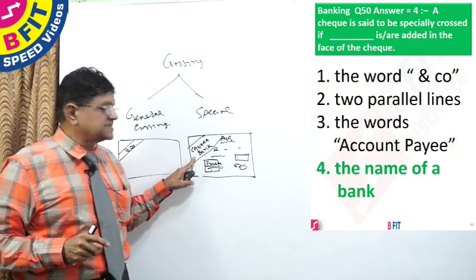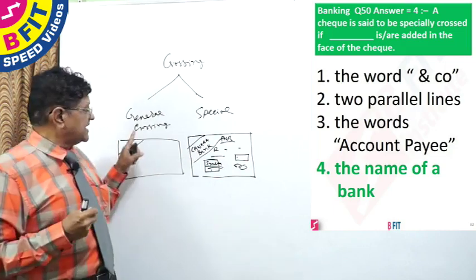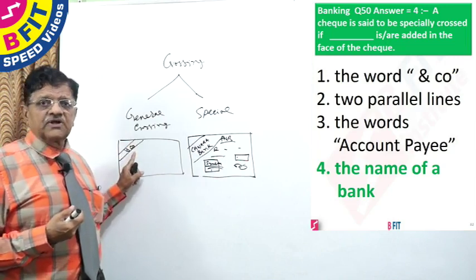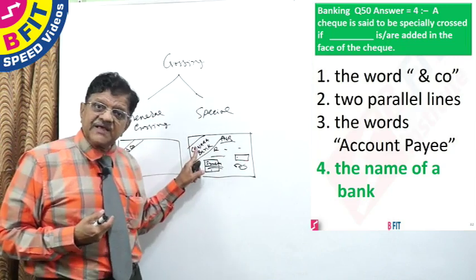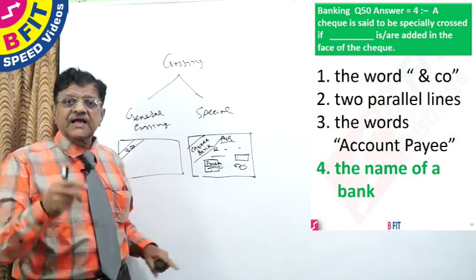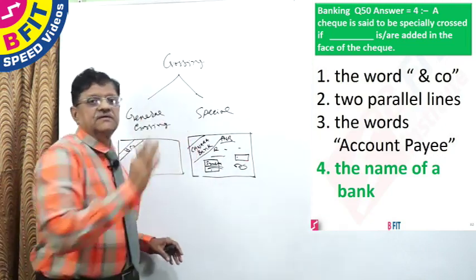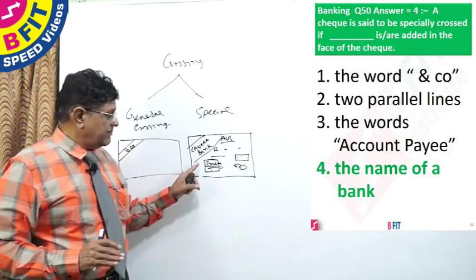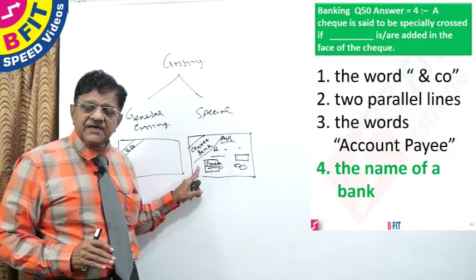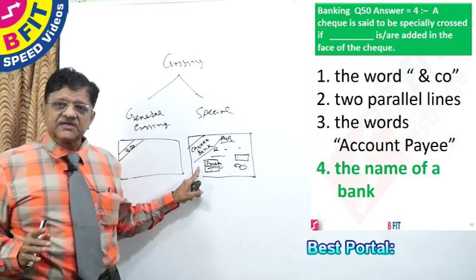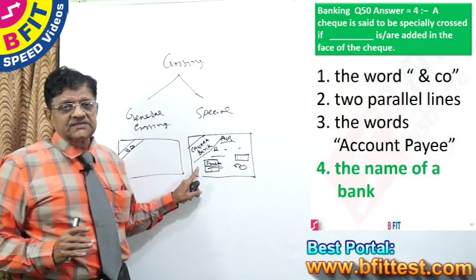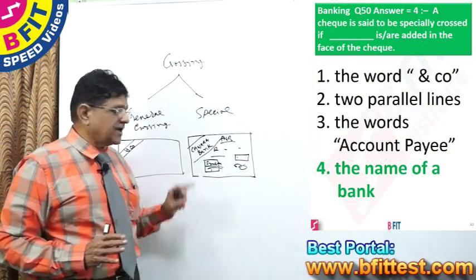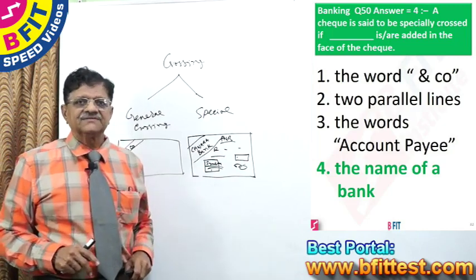If a check is generally crossed, what is the effect? It cannot be paid cash across the counter. If a check is specially crossed, what is the effect? This check can be collected only by Canara Bank. No other bank can collect. But if some other bank presents the check in clearing, like Syndicate Bank, the check has to be returned with the reason that the check is crossed to two banks. And such a check is called a double crossed check.